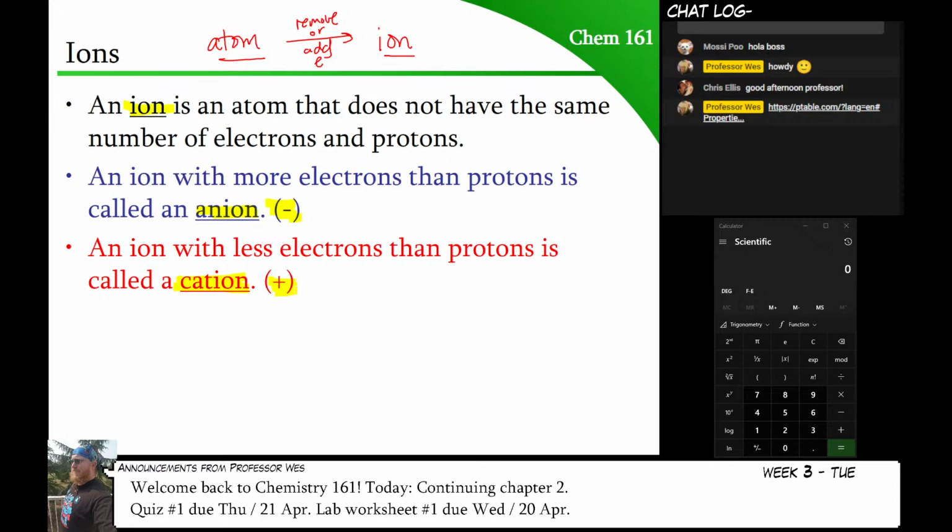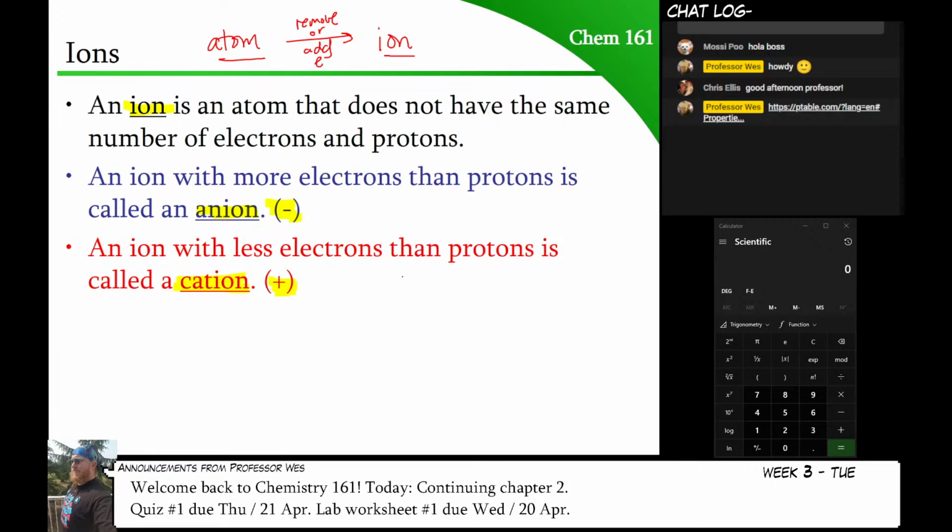So adding electrons to atoms forces them into becoming anions. Removing electrons from atoms causes cations to form, which are positively charged. So cations are positive, anions are negative.